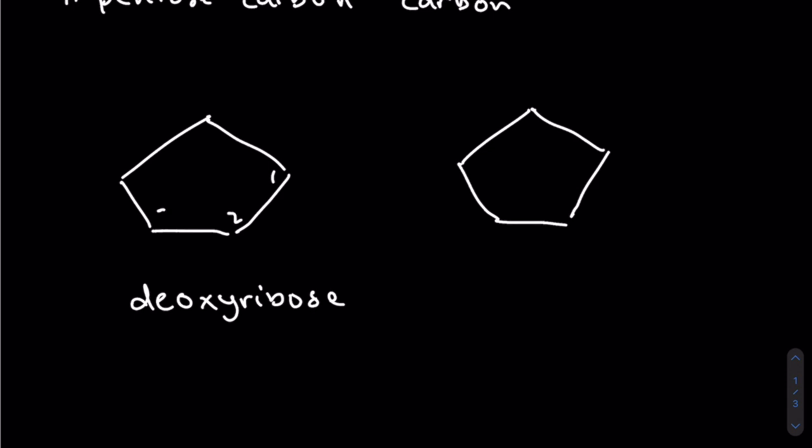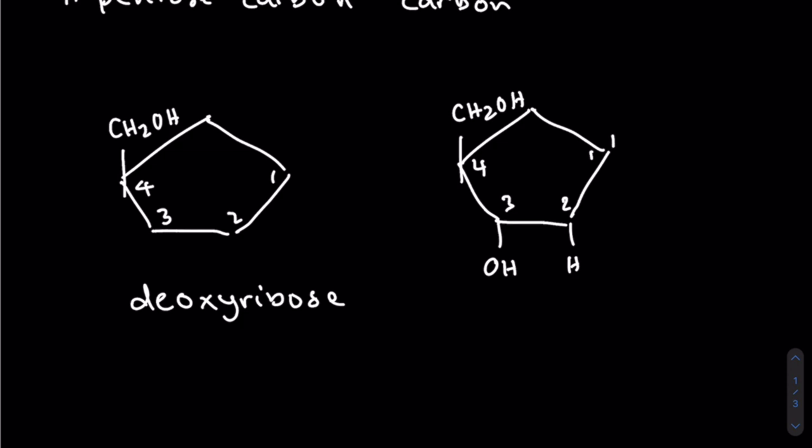And if you remember, the difference between deoxyribose and ribose is, as the name suggests, the 3' carbon lacks a hydroxide group. Instead, it just has a hydrogen group. So it's actually missing an oxygen.